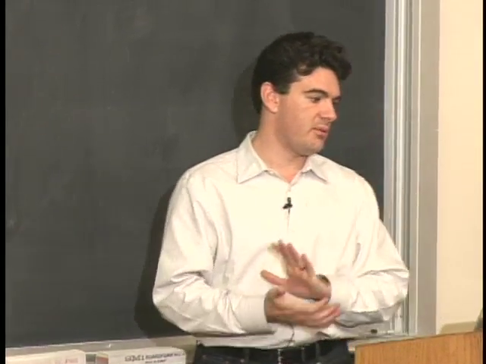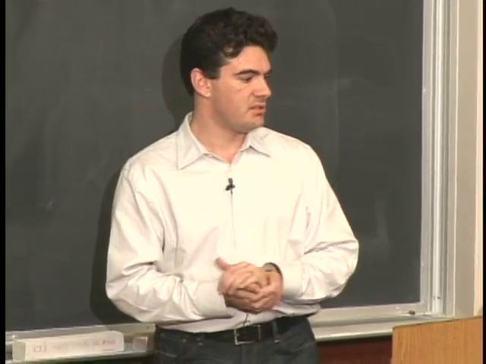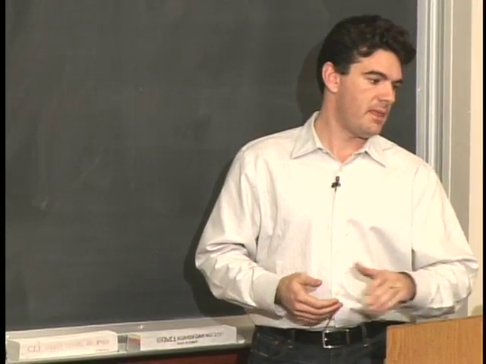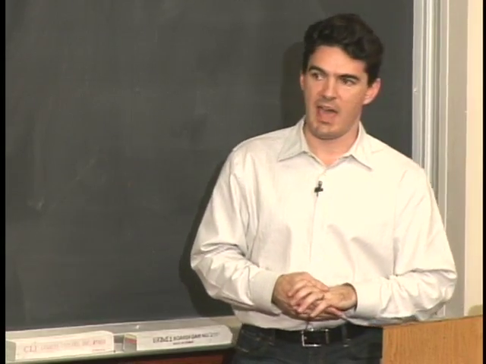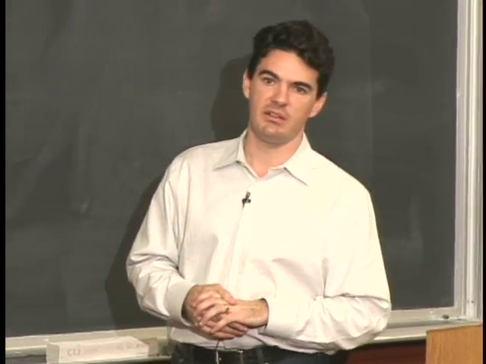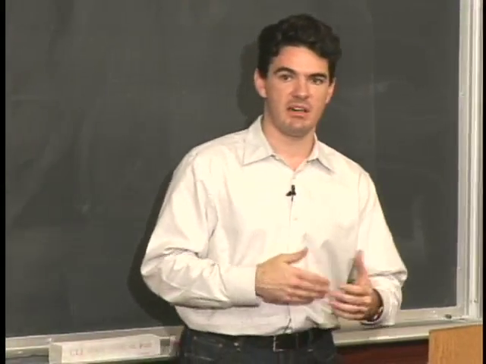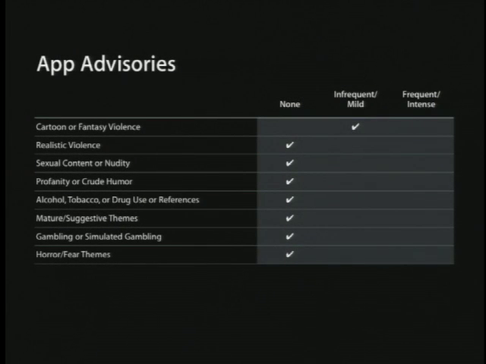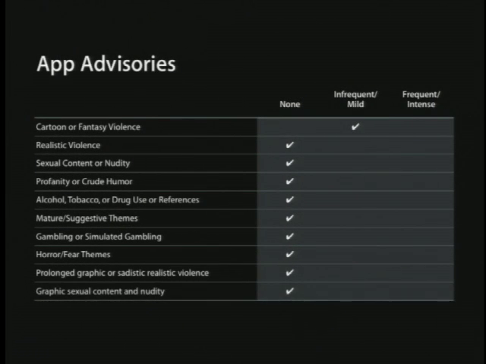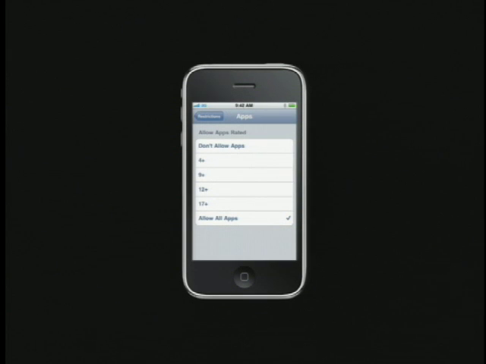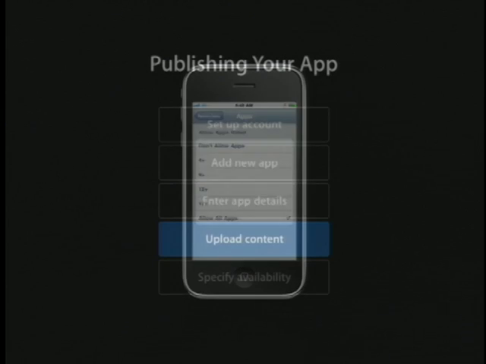New for iPhone 3.0, we added parental controls. The parental controls are based upon app advisories. We ask you to categorize your application according to this list of advisories. Based on these selections, we'll determine the rating of your app. The App Store ratings are just a simple age-based rating of 4+, 9+, 12+, and 17+. And here's the shot within the store.